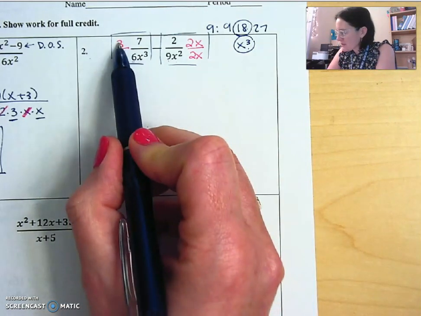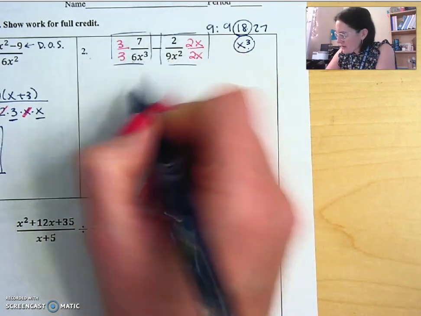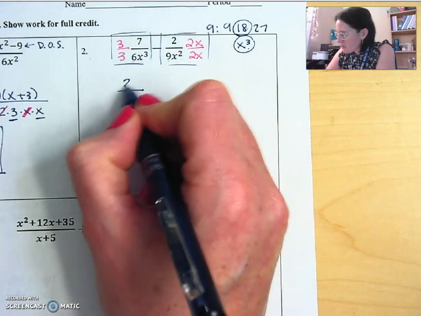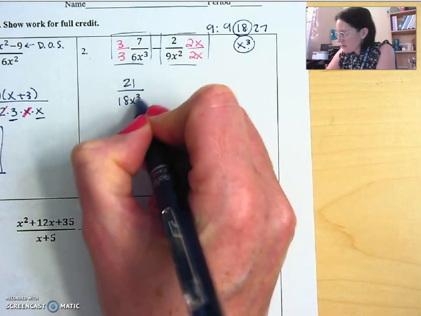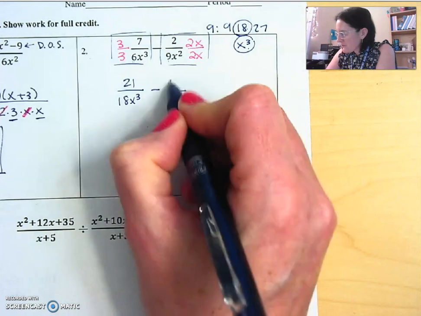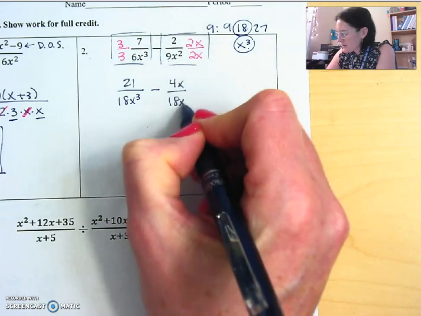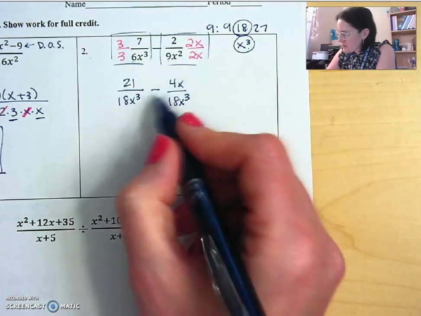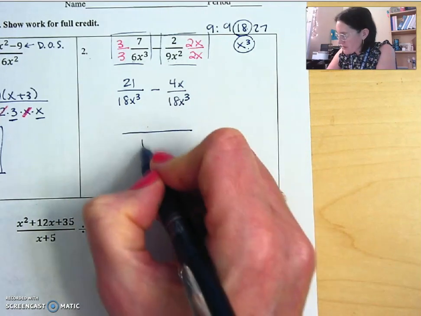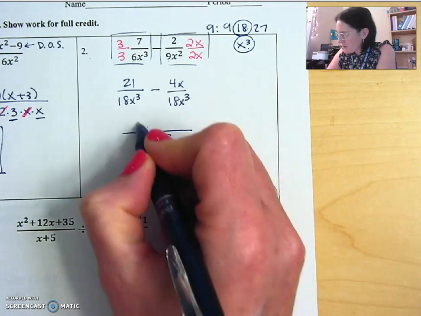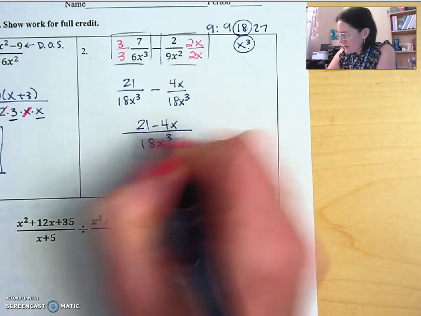So multiplying means going across the top and bottom. So that's going to give me 21 over 18x cubed minus 4x over 18x cubed. And now we can do the subtraction, which really just means combining them into one fraction.